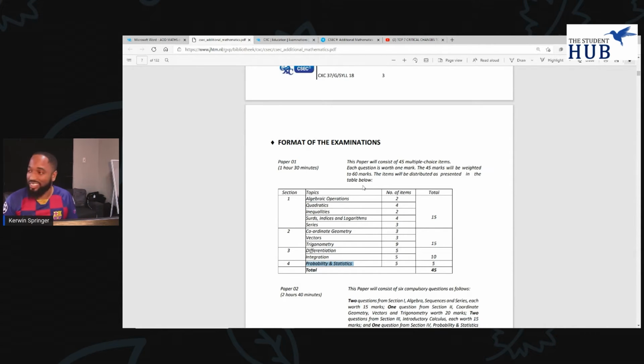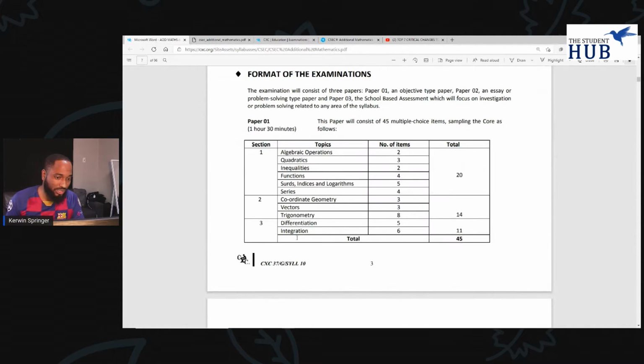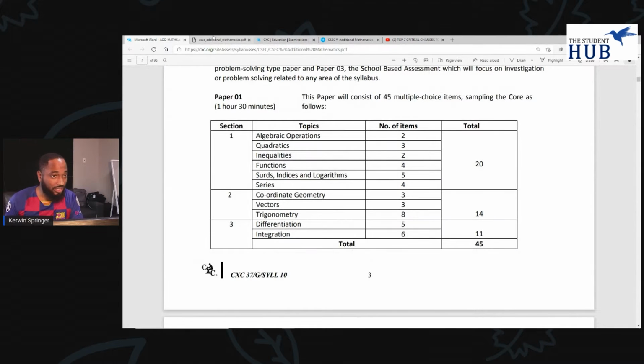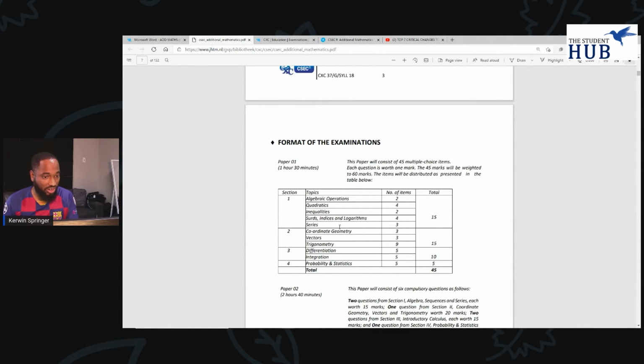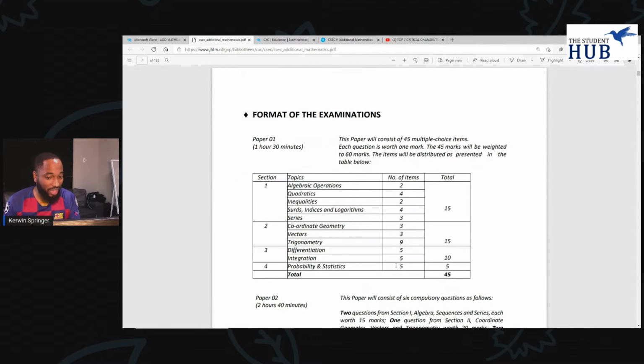Paper 1, we could hit here everything. We could bring the entire syllabus. It used to be in paper 1 in AdMath, you would not see anything on kinematics, probability, statistics. Now it's saying otherwise. They plan to bring at least 5 items on probability and statistics. So that's a guarantee that you're going to get 5 new questions out of the 45. It's 45 questions in paper 1 for AdMath.